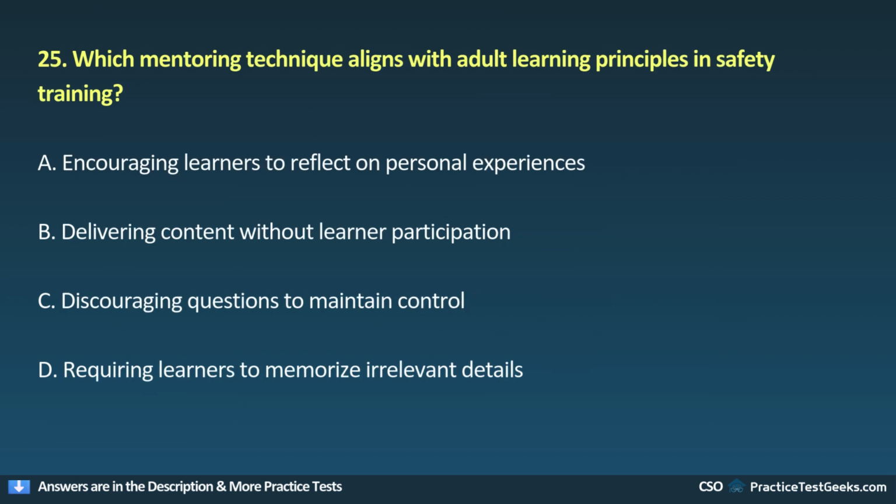25. Which mentoring technique aligns with adult learning principles in safety training? A. Encouraging learners to reflect on personal experiences. B. Delivering content without learner participation. C. Discouraging questions to maintain control. D. Requiring learners to memorize irrelevant details.